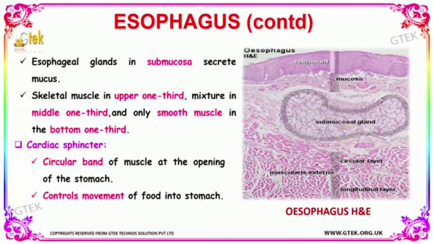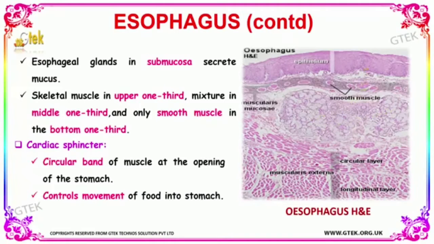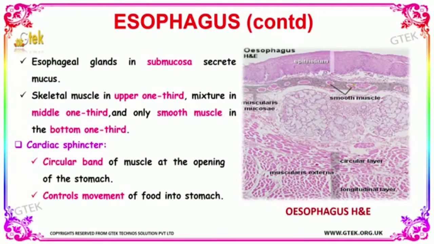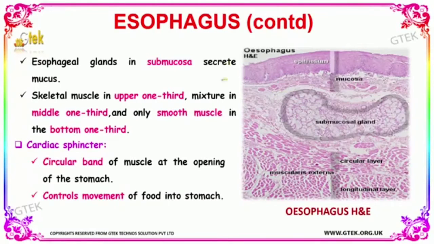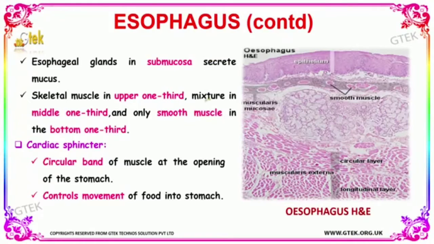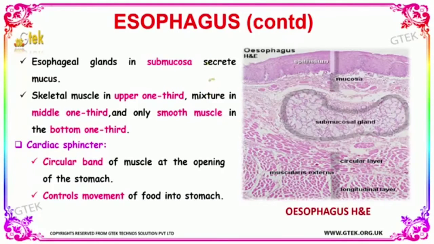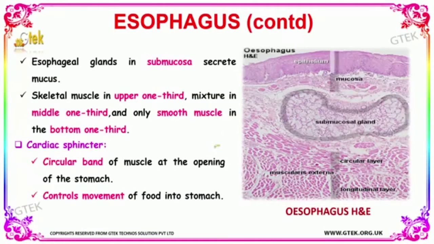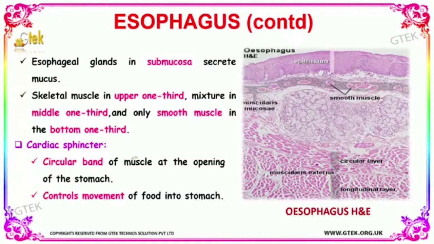Here you can see your submucosal gland, which produces the mucus, and your smooth muscle is over here. So your skeletal muscle is present in the esophagus in the upper 1/3 portion and smooth muscle in the bottom 1/3.